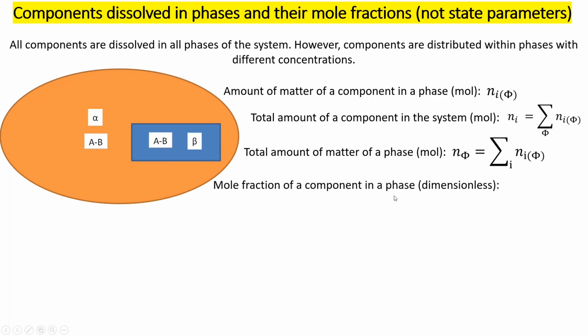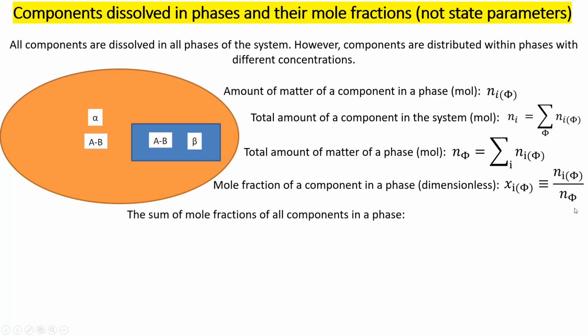Now, I can also define the mole fraction of a component in a phase, similarly as I did before for the average mole fraction of the same component in the system. So x_i^φ equals n_i^φ per n^φ. So I actually take the ratio of the amount of matter of a given component in phase φ and divide it by the amount of phase φ.